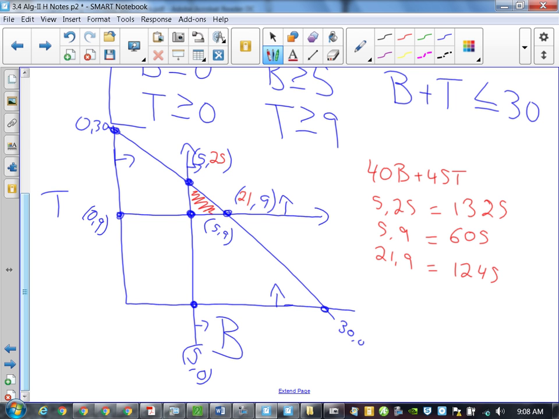Yes, it's right. So where are you going to make your most money? 5 and 25. Sell more tourist seats.